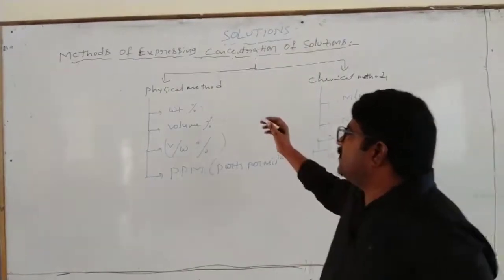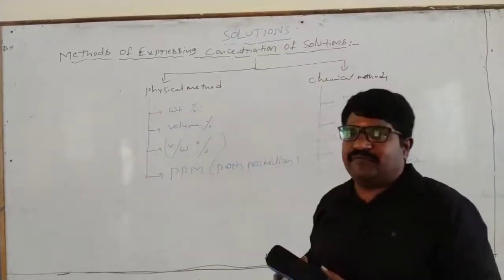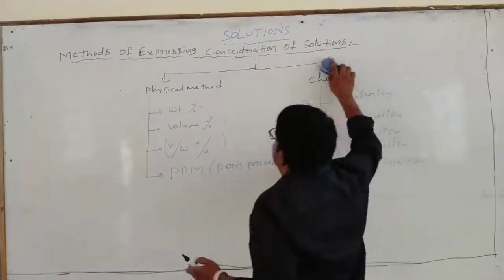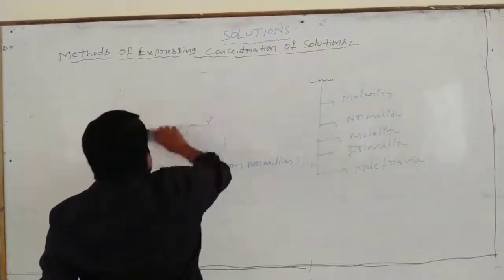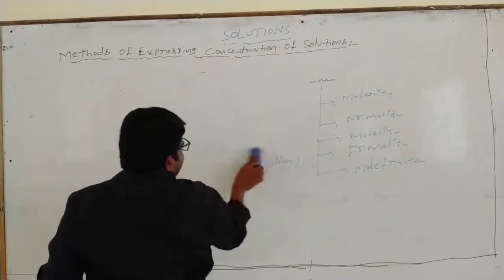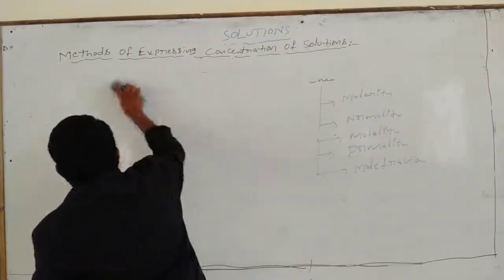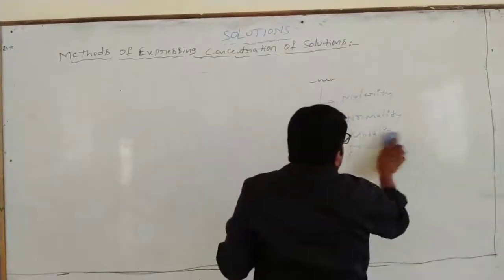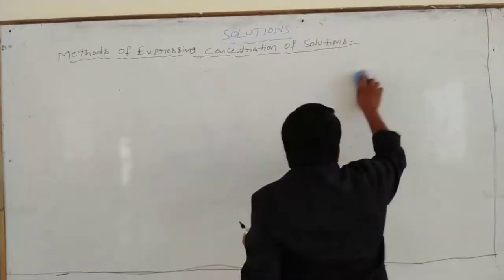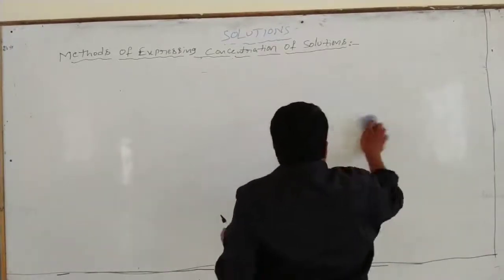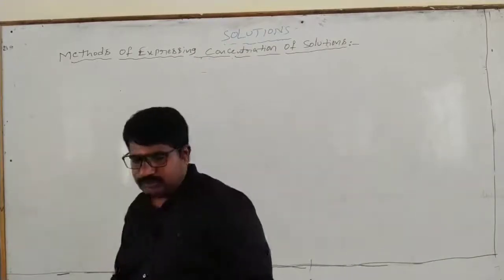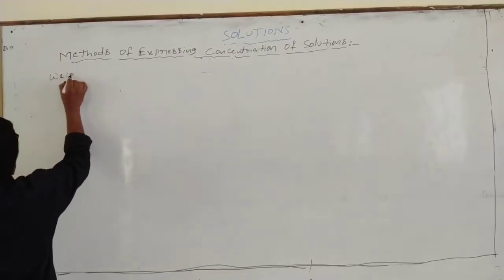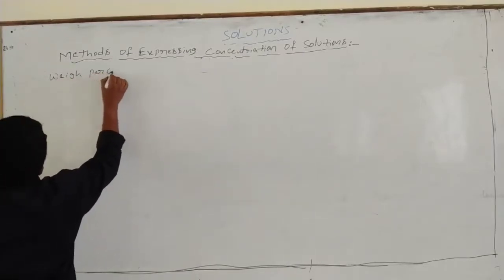So what is weight percentage? What is weight fraction? How to calculate weight percentage? Percentage indicates 100, meaning 100 grams of solution containing how much amount of solute. That indicates weight percentage. So first one is weight percentage.